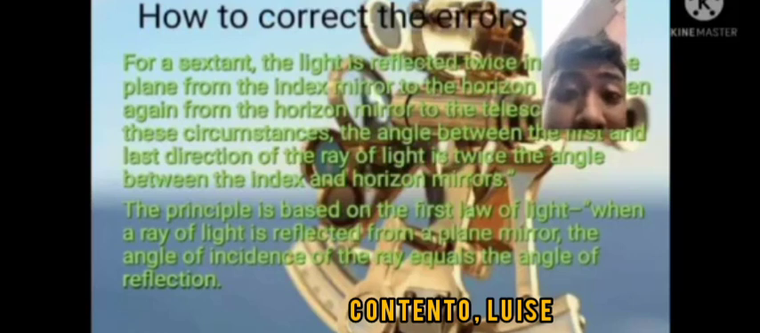The light is reflected twice in the same plane, from the direct sight to the horizon mirror, then again from the horizon mirror to the telescope. In these circumstances, the angle between the first and last direction of the ray of light is twice the angle between the index and horizon mirrors.